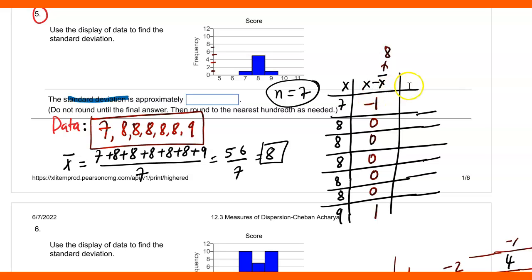And now what you're going to do is square the deviation, X minus X bar, square of that. And these are pretty simple questions because you have everything 0 and 1, not that difficult. What is the square here? -1 squared is just 1, right?